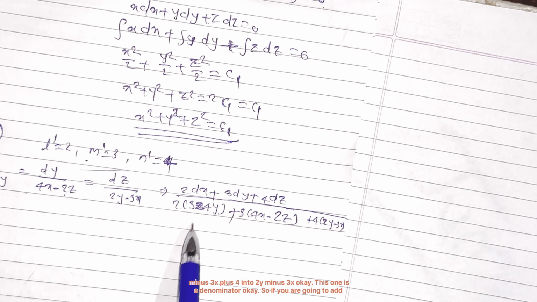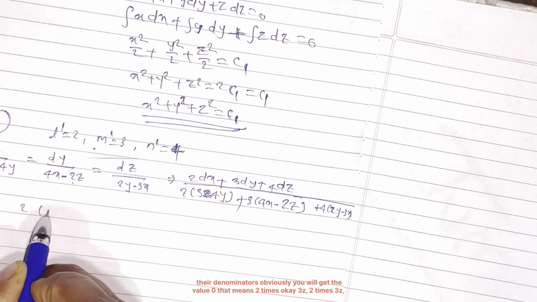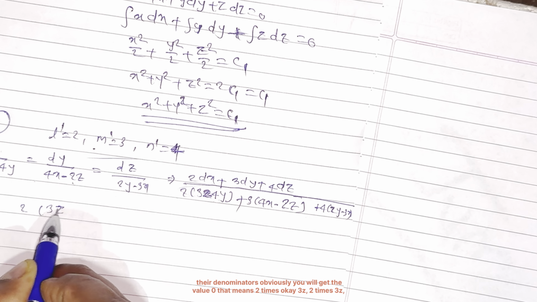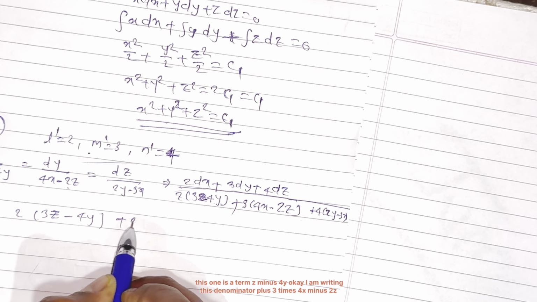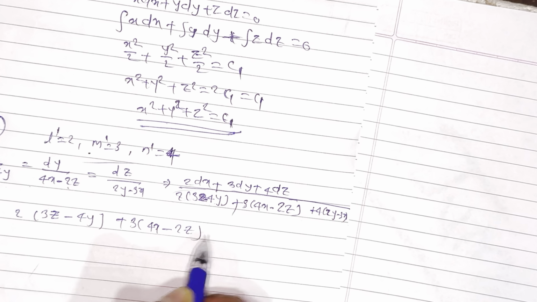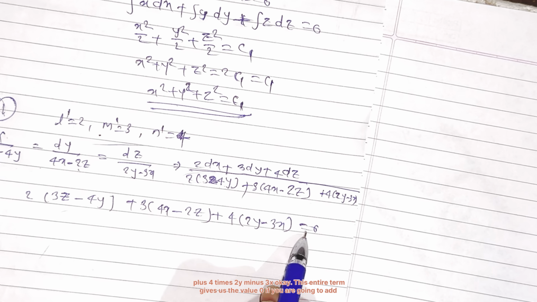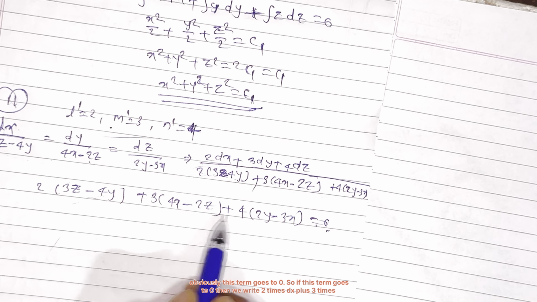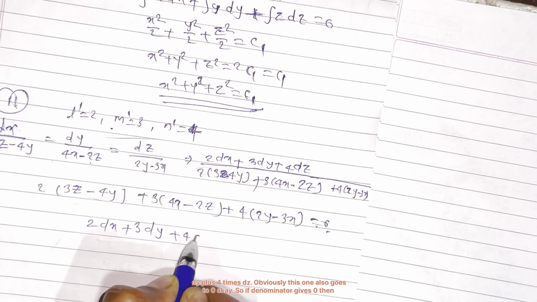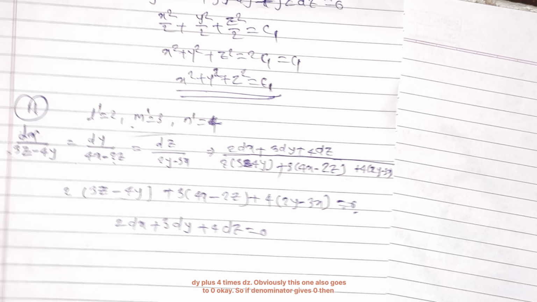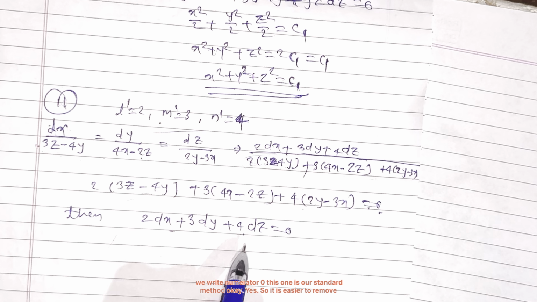This one is the denominator. If you add the denominators, obviously you will get the value 0. That means 2 times 3z minus 4y, plus 3 times 4x minus 2z, plus 4 times 2y minus 3x. This entire term gives us the value 0. So if the denominator goes to 0, then we write the numerator 0, 2 times dx plus 3 times dy plus 4 times dz. This one is our standard method.